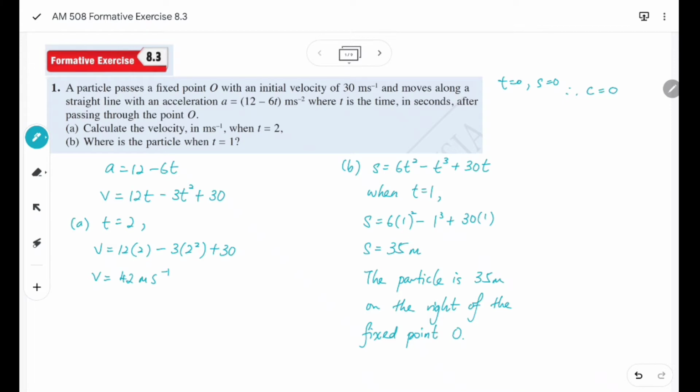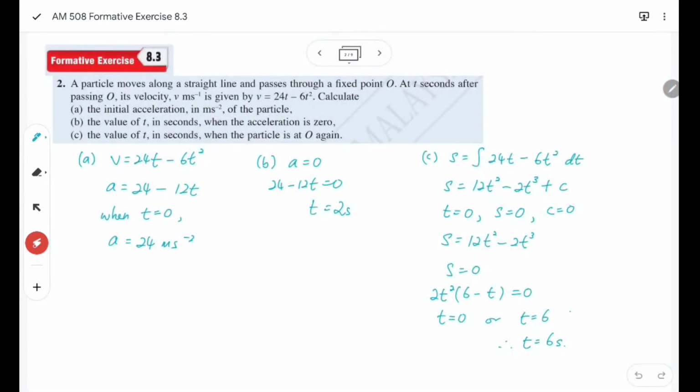So that means when t equals 0, our s equals 0, therefore the c will also be 0 for s. So when t equals 1, our displacement will be 6 times 1 squared minus 1 cubed plus 30 times 1. So we get s equals 35 meters. This is positive 35 meters. So we can conclude that the particle is 35 meters to the right of the fixed point O.